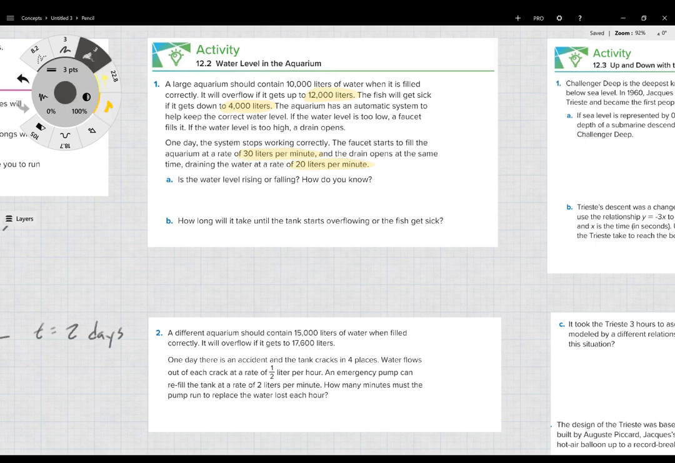So what we need to determine, for part A, is the water level rising or falling? And how do we know? Well, if it's not working correctly, it's rising at 30 liters per minute. Okay, so that's a positive action. So that's a positive 30, right? But then it's also draining at the same time. It's draining 20 liters.